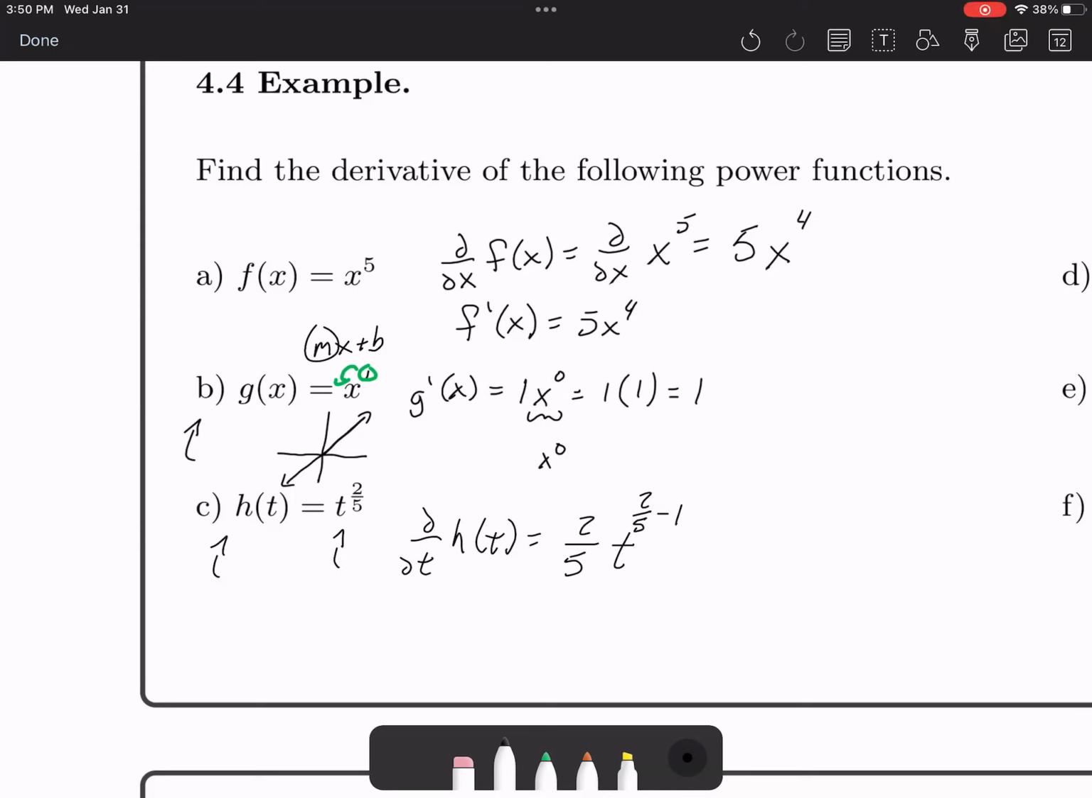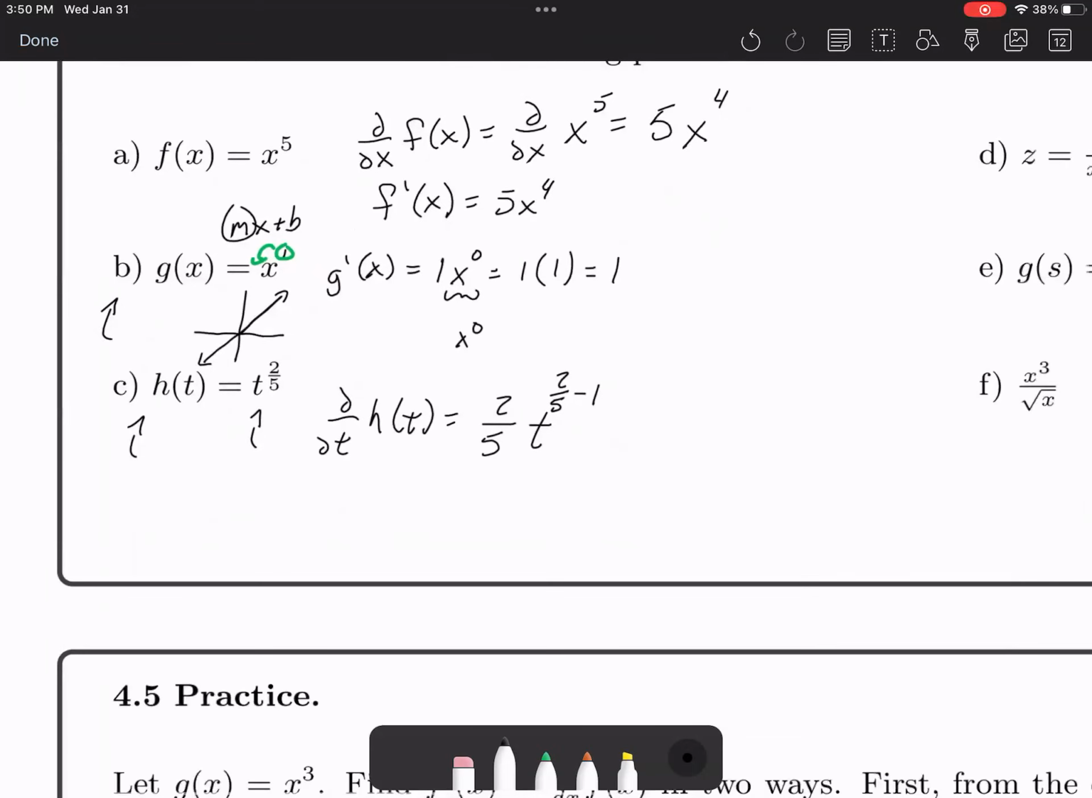2/5 minus 1, right? That's going to be my new power. And now I can do a little bit of algebra and figure out what that is. 2/5 t, I need a common denominator. So 2/5 minus 5/5. This is 2/5 t raised to the minus 3/5. So if I really wanted to clean this up, I could write this as 2 over 5 t to the 3/5.